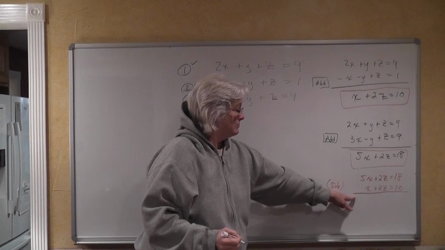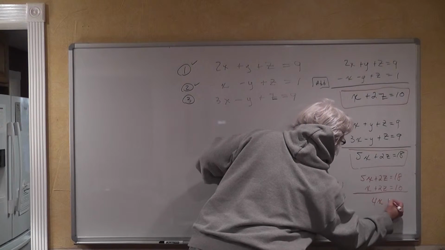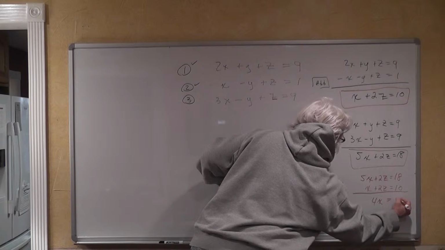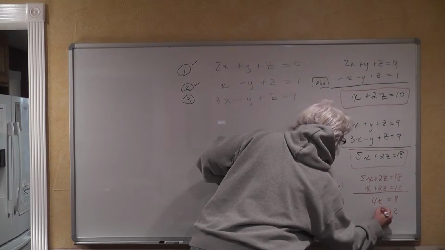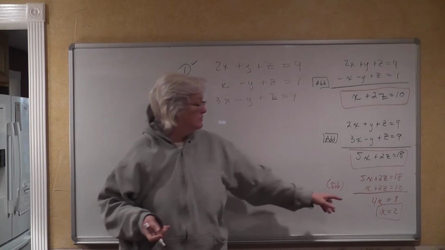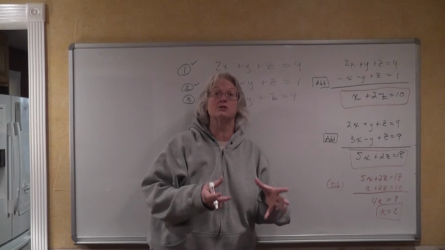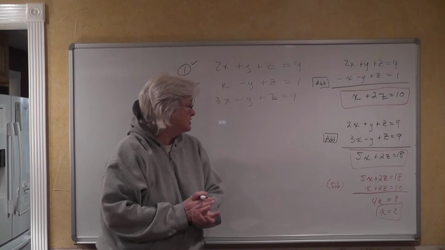Five x minus x is 4x. 2z minus 2z, they drop out, and 18 minus 10 is 8, giving us a value for x of x is equal to 2. So that's good. We've already got the first number now in our ordered triple, which is our solution.